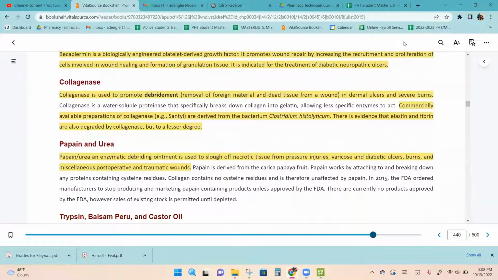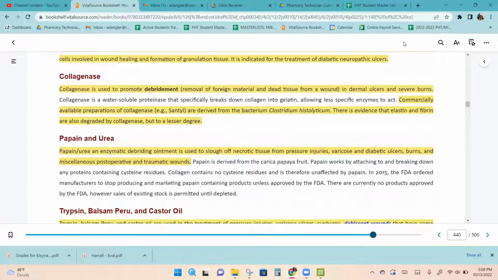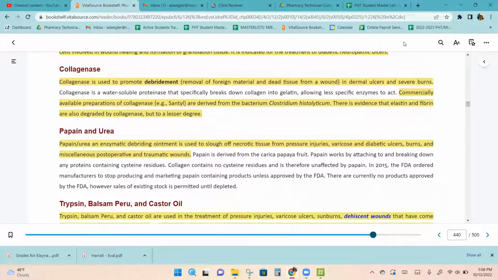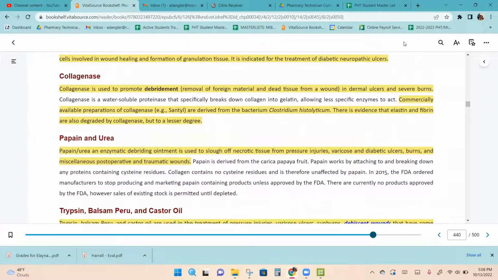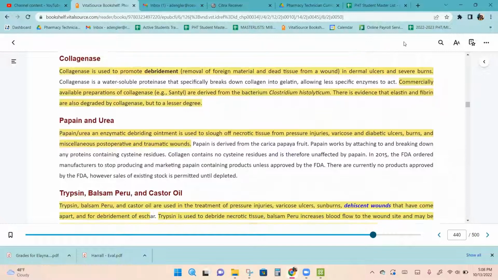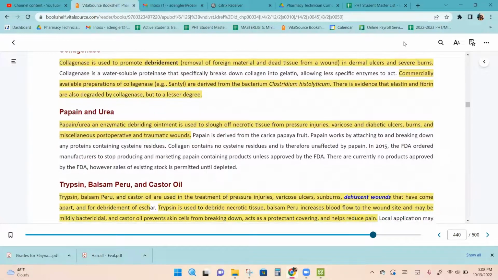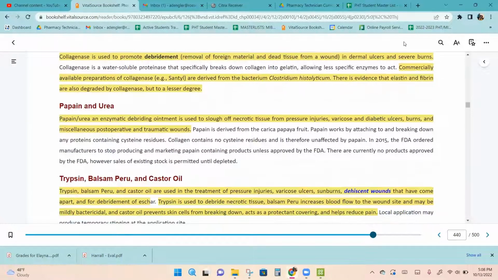Collagenase is used to promote debridement, removal of foreign material and dead tissue from a wound in dermal ulcers and severe burns. Commercially available preparations of collagenase, like Santyl, are derived from the bacteria Clostridium histolyticum. There is evidence that elastin and fibrin are also degraded by collagenase, but to a lesser degree.